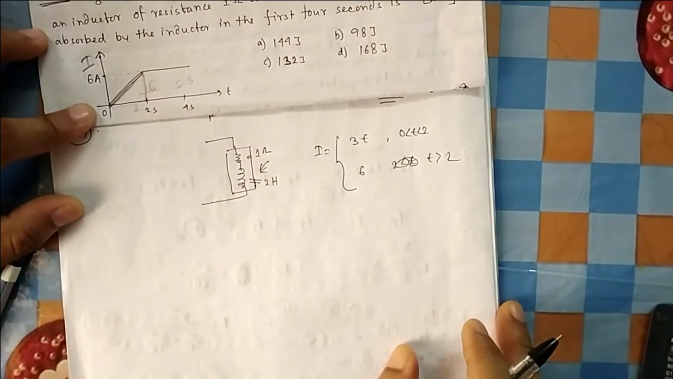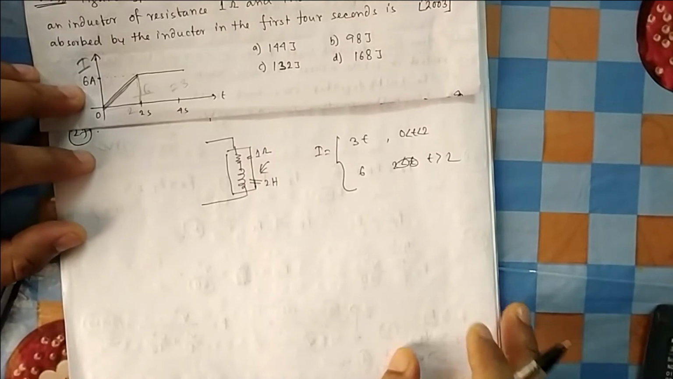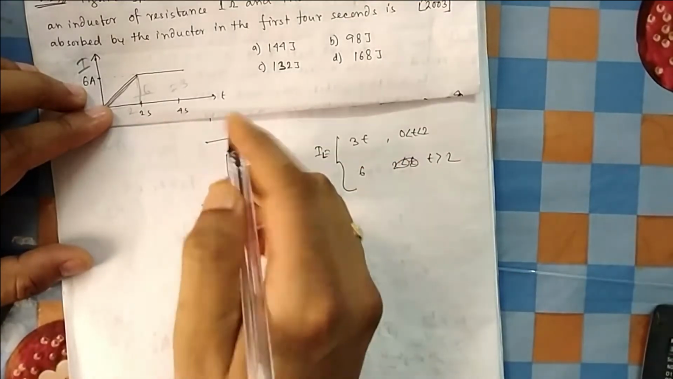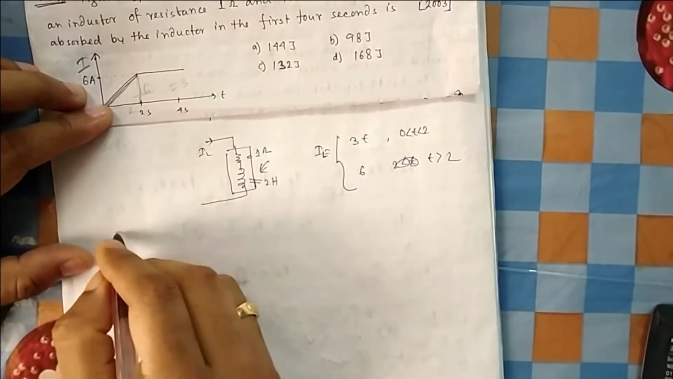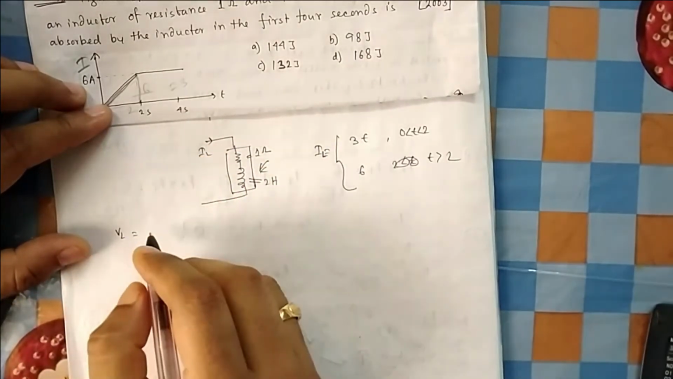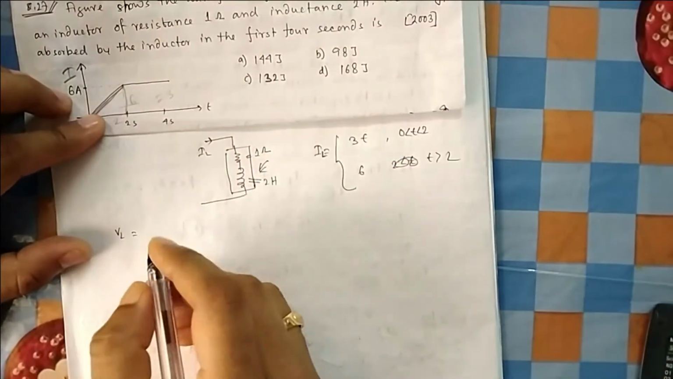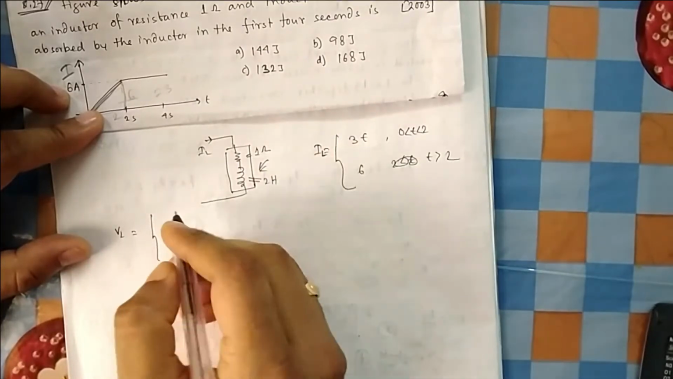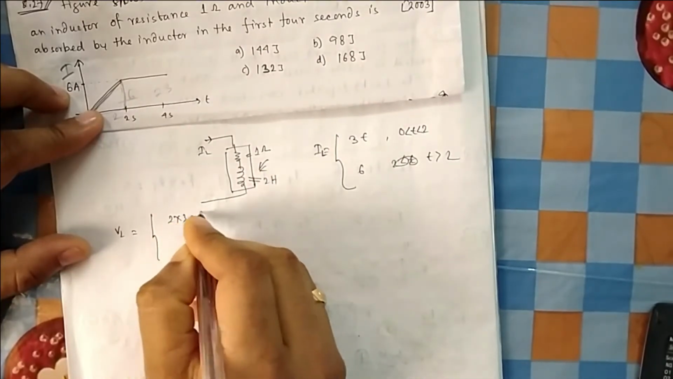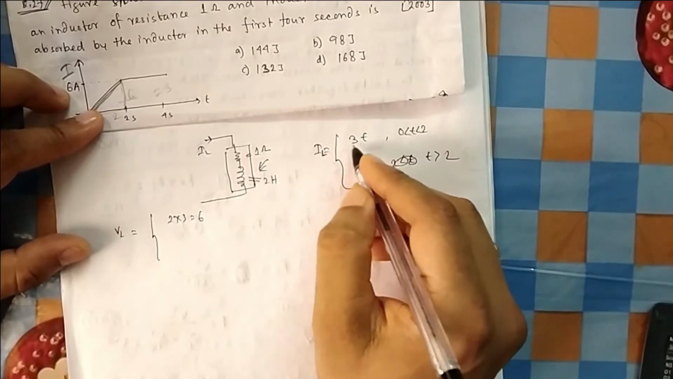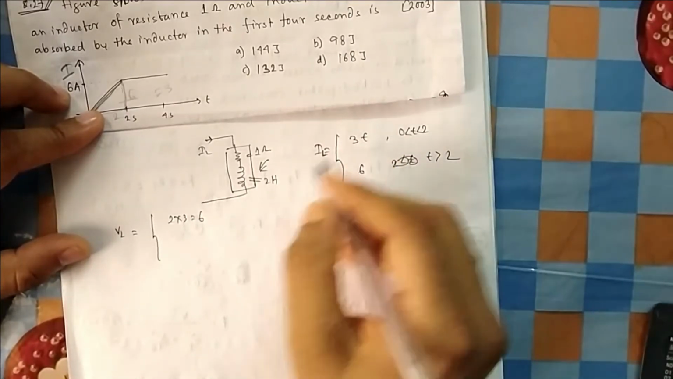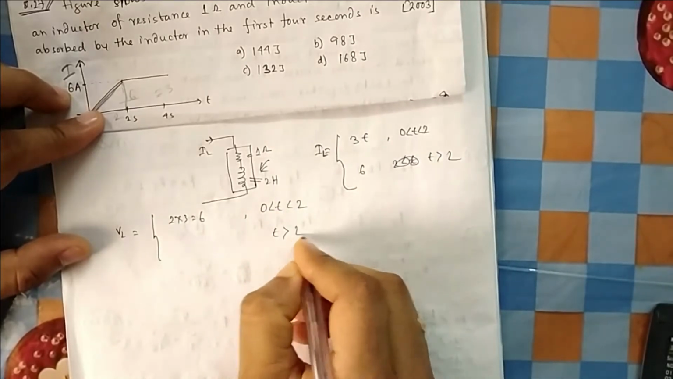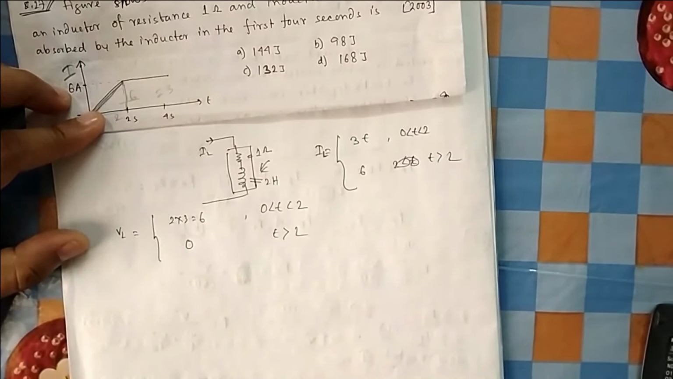Okay, if this is my I, then what is my voltage across the inductor? This is the current through the inductor. Inductor and resistance, the same current is flowing. So what will be the voltage? We know VL equal to L di/dt. L they have given as 2 Henry. So 2 into d/dt of this, which is differentiation of 3t, that is 3, multiplied by 2, is 6. It is for t between 0 to 2. Now if t is greater than 2, the differentiation of 6 is 0. So this is your voltage.